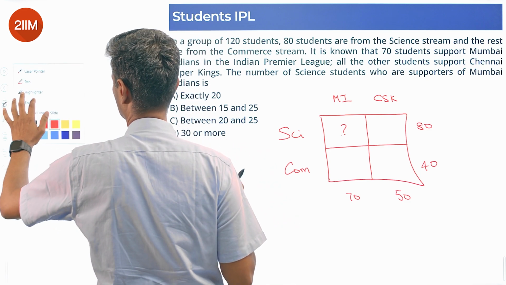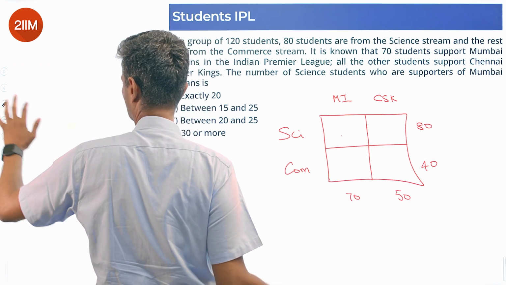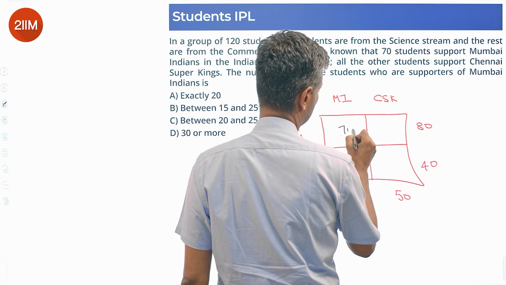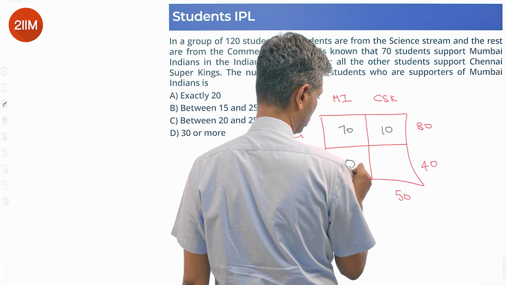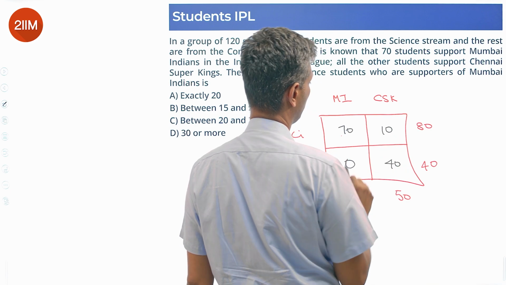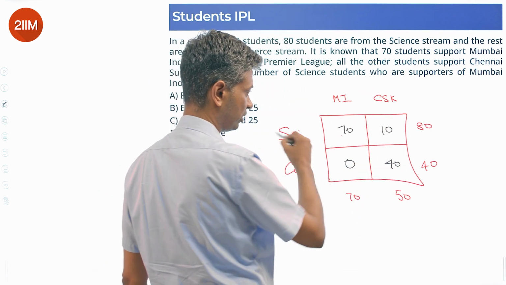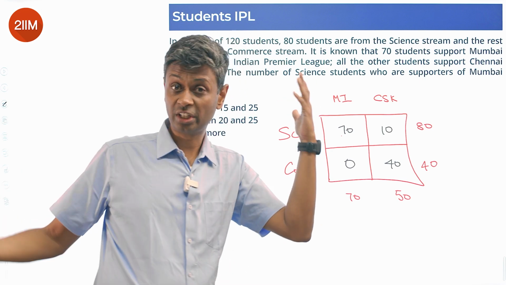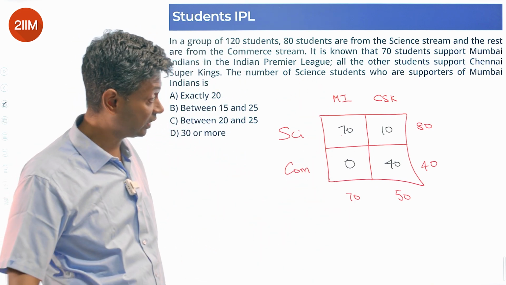When I say, hey, put this as 70, put this as 10. This goes to 0. This goes to 40. 70 plus 10, 80 plus 40, 120. These two add up to 50. These two add up to 70, 80, 40. Works. It can be 70. That's the maximum it can go, 70.